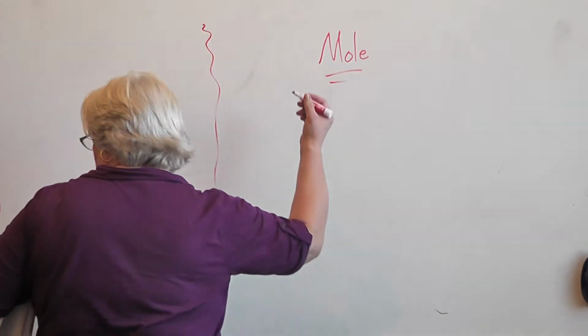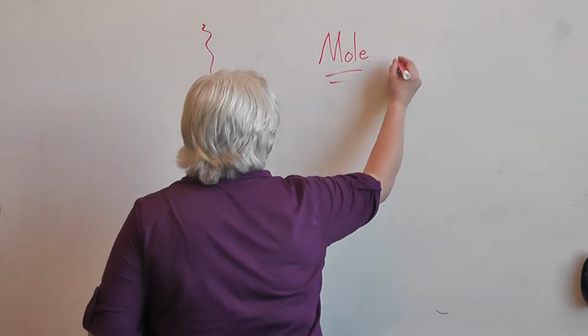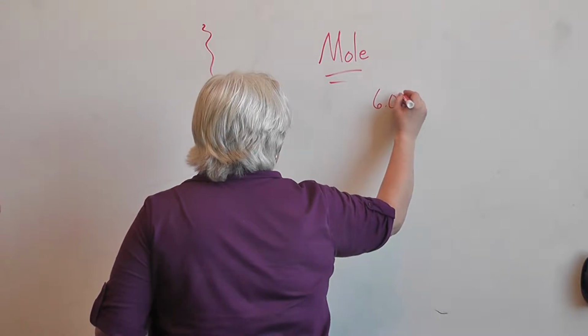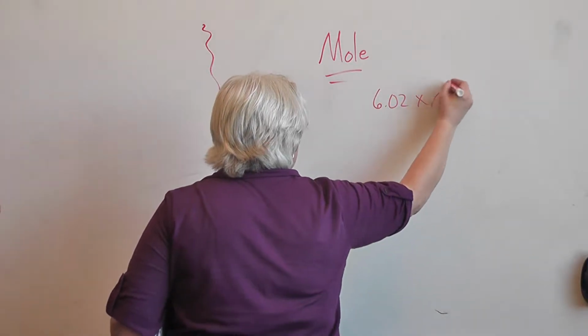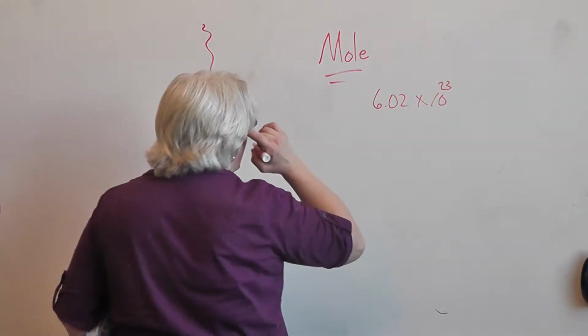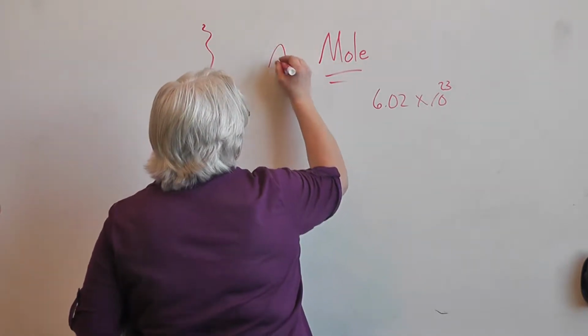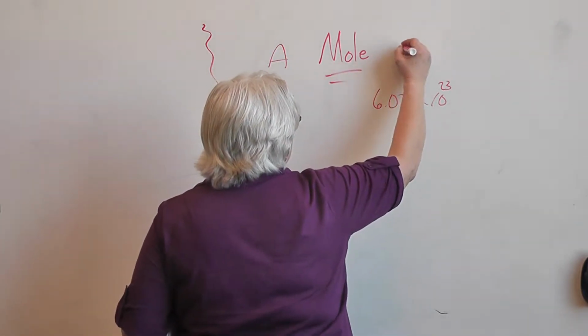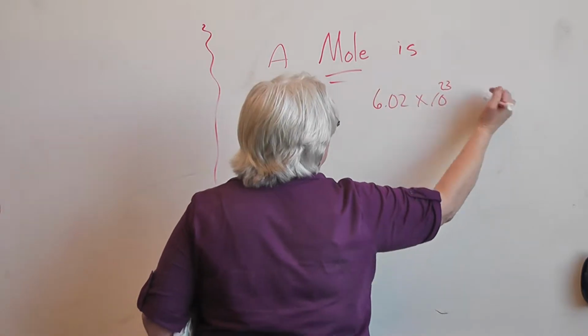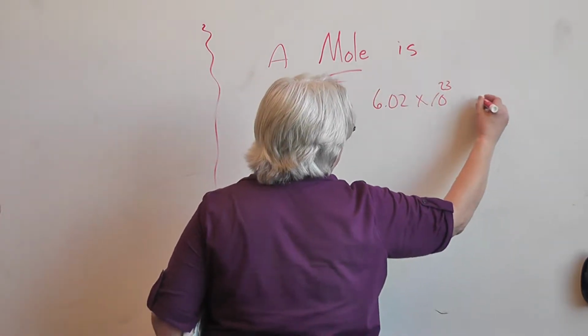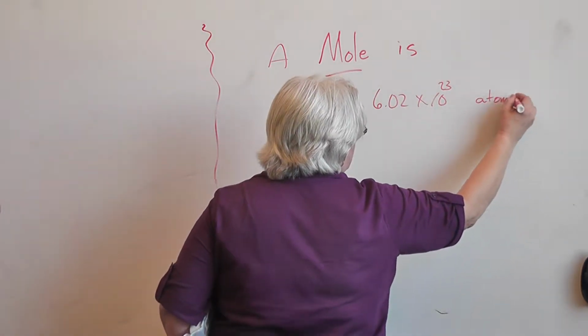This is 6.02 times 10 to the 23rd atoms. A mole is 6.02 times 10 to the 23rd atoms.